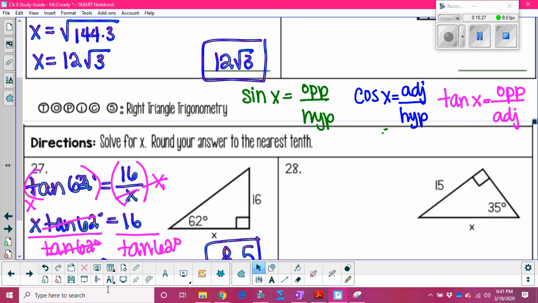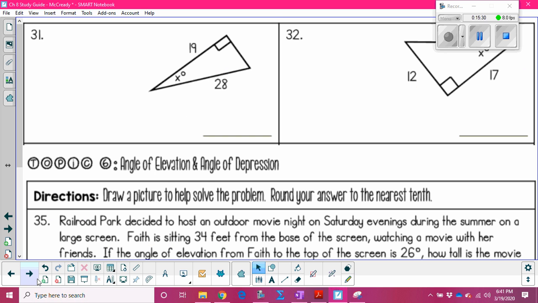Let's go look at number 31. Okay, so number 31, you have to find the angle. You don't know what it is, but let's look at what the relationship of this is. All right, so you have your angle right here. 28 is the hypotenuse of the triangle, and 19 is the side that is adjacent to this angle. So you have adjacent and hypotenuse, which means you're using the cosine.